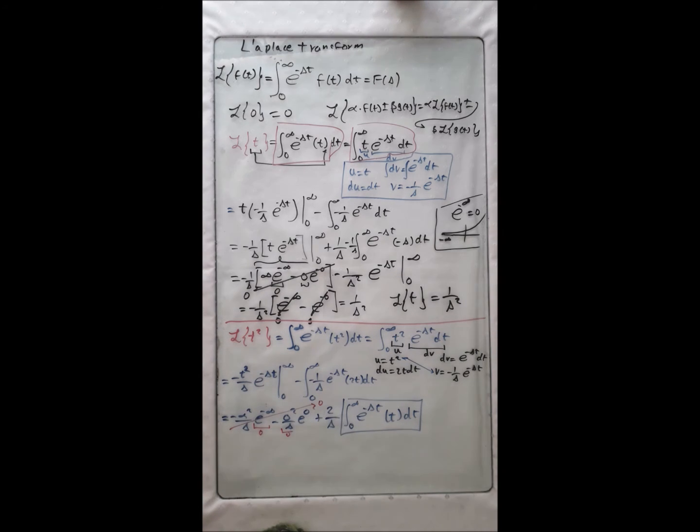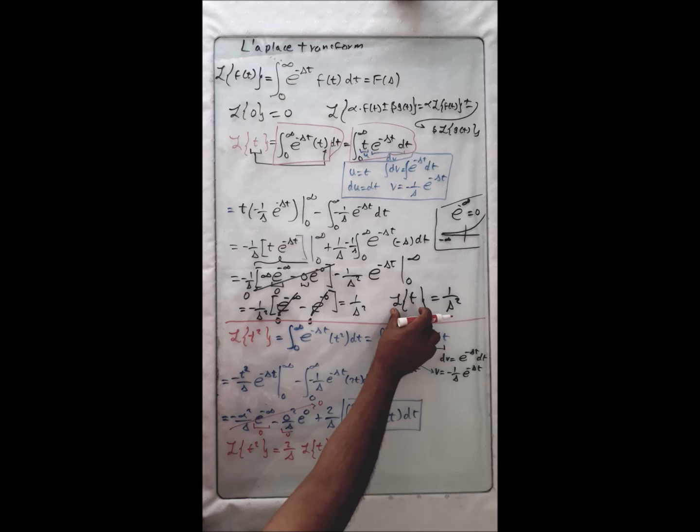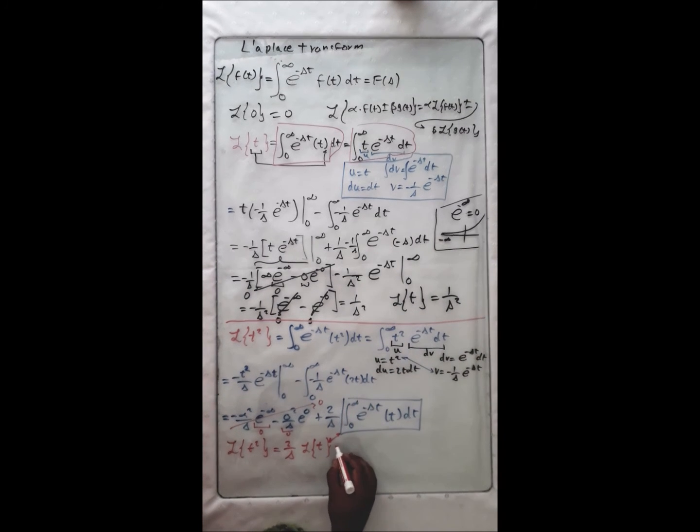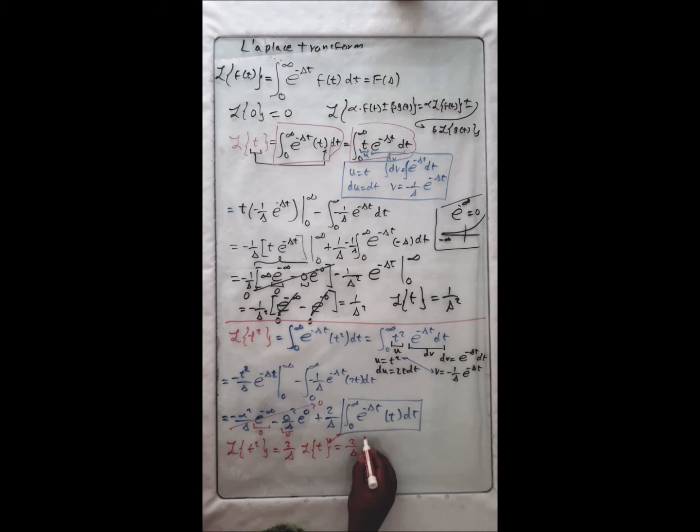That cancels. Okay, so the Laplace transform of t squared happens to be 2 over s times the Laplace transform of t, because this is the Laplace transform of t. And what is the Laplace transform of t? It is 1 over s squared. So let's just replace: 2 over s times 1 over s squared. So this is going to be just 2 over s to the power 3. And that is the Laplace transform of t squared.